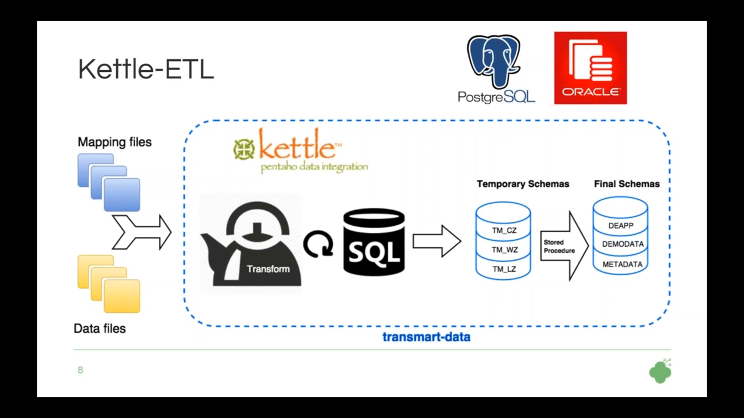There is a blue box around this whole set, and it's to highlight that all the preparation of the database and getting all the required dependencies for running the Kettle ETL, you can do that by checking out the tranSMART data repository. So some of you who have worked with the different repositories of tranSMART are probably familiar with tranSMART data. It's one of the repositories that you need. Both Postgres and Oracle databases are supported.